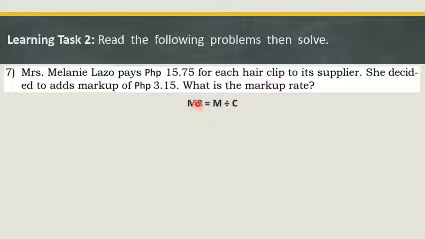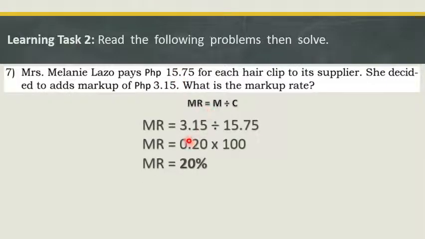So, ang madali lang to, di-divide lang natin yung markup, which is yung 3.15 doon sa 15.75. So, 3 and 15 hundredths divided by 15 and 75 hundredths. So, magiging 20 hundredths. Then, since ito ay markup rate, so rate ito, times natin sa 100 para makakuha ng percent tayo, so 20%.